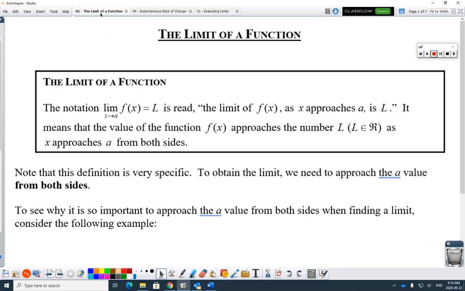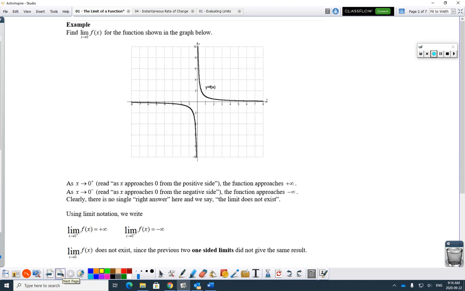But now we want to make a big deal about it, that it's got to approach it from both sides. You'll see more of that now. This definition is very specific. To obtain the limit, we need to approach the a value from both sides. That might be a little mysterious, but that's a big idea I need to get to during this lesson. To see why it is so important to approach the a value from both sides when finding a limit, consider the following example.